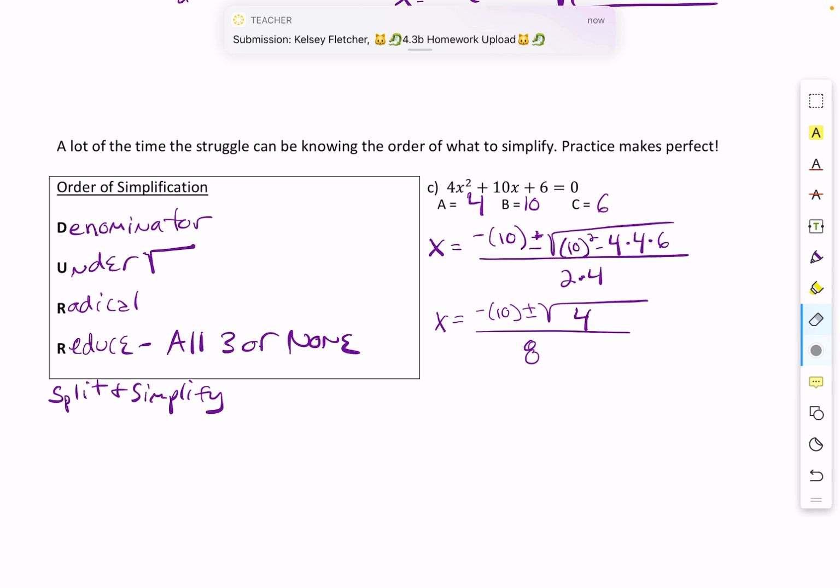Okay, next is radical. So can I simplify this radical? Can I simplify the square root of 4? What is it? 2. Good, 2. Hey, are these parentheses needed anymore? No, good.